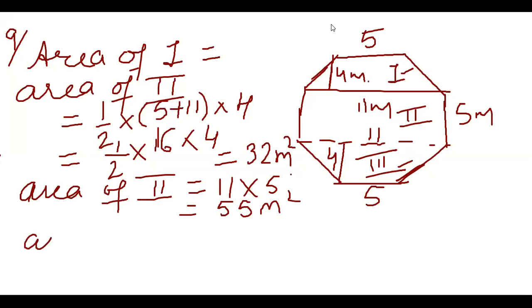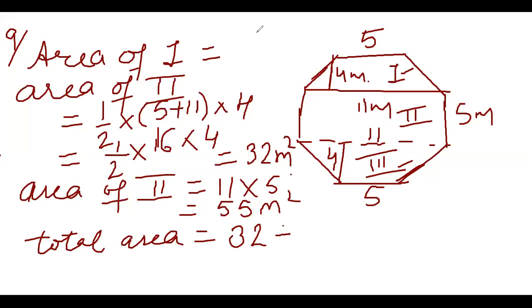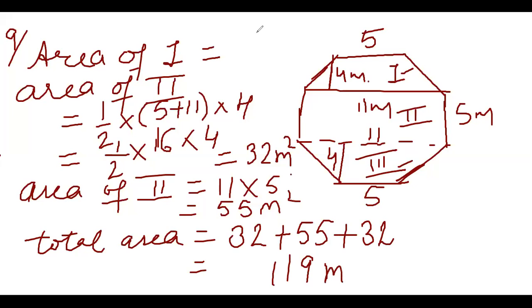Then we will find the area of the octagonal surface, the total area. Here we will mention total area or area of octagonal surface, which is equal to area of 1 plus area of 2 plus area of 3, right? 119 meters square. So the area of the octagonal surface is 119 meters square.